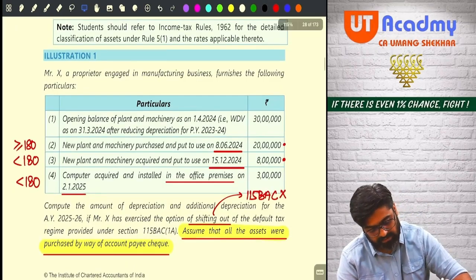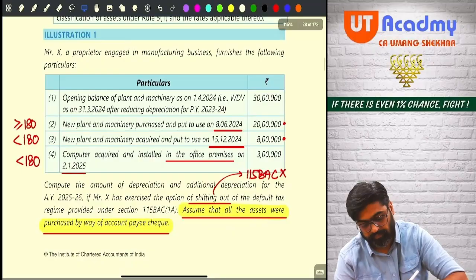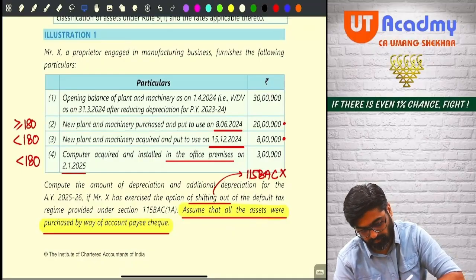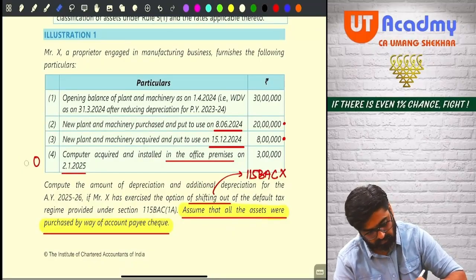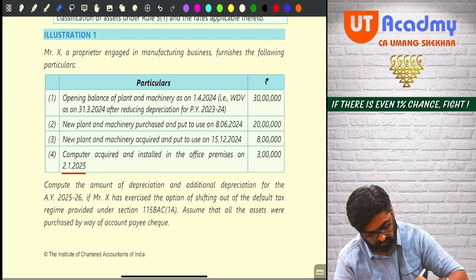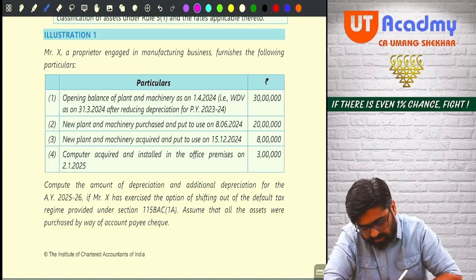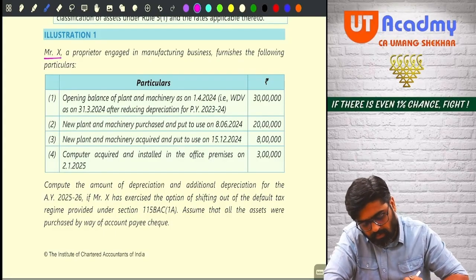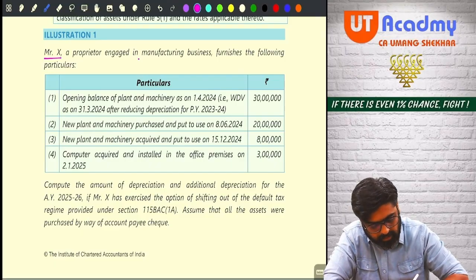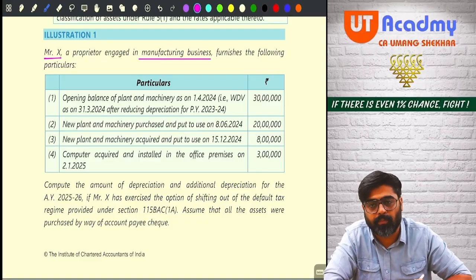Question number 1, illustration number 1. Mr. X, a proprietor engaged in manufacturing business, furnishes the following particulars.